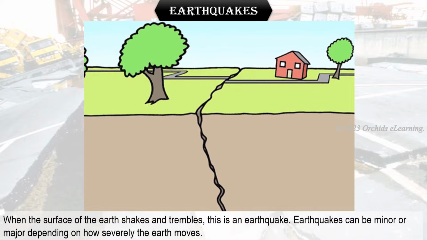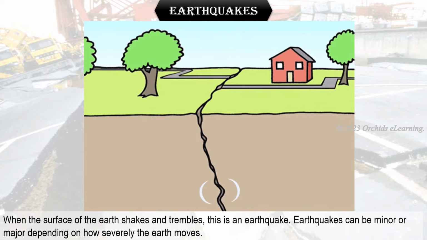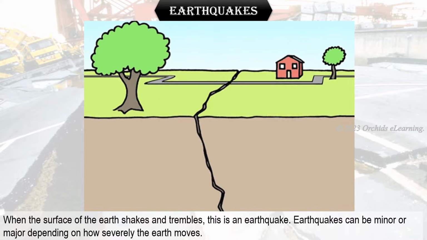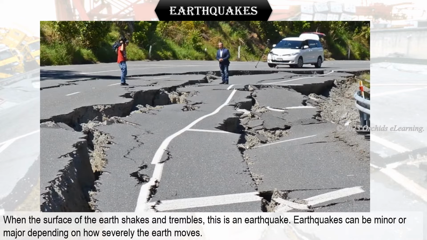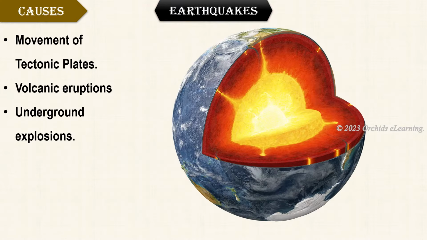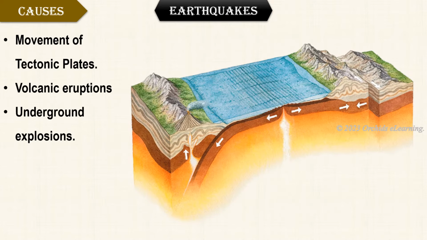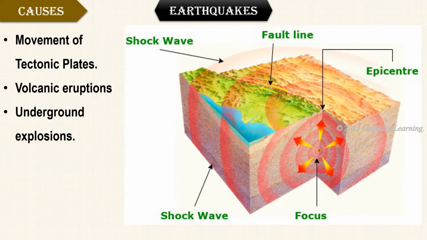Earthquakes. When the surface of the earth shakes and trembles, this is an earthquake. Earthquakes can be minor or major, depending on how severely the earth moves. Causes. The center of the earth is made up of molten rocks and gases that are very hot. Sometimes, heat and movement inside the earth become very strong. When this happens, it can be felt on the surface of the earth as an earthquake.